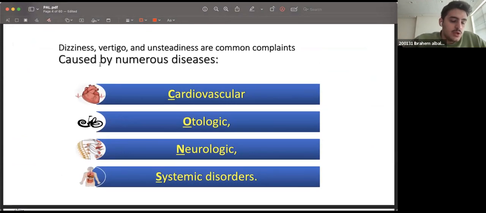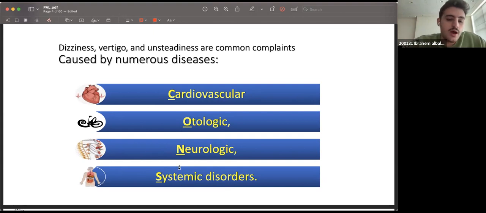So what causes all of these? We can't really pinpoint it to one system. It's usually different systems. Cardiovascular problems: if you don't have enough blood flow, these can cause syncope or loss of consciousness. Otologic problems, I'll talk more about this in a second. Basically your inner ear is responsible not just for hearing, but also for your balance. And I'll explain it in a bit.